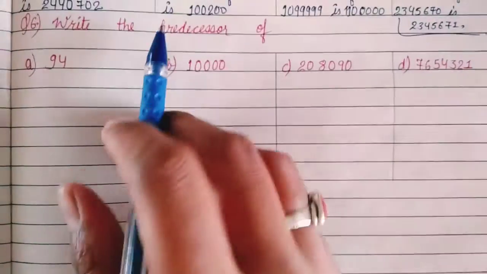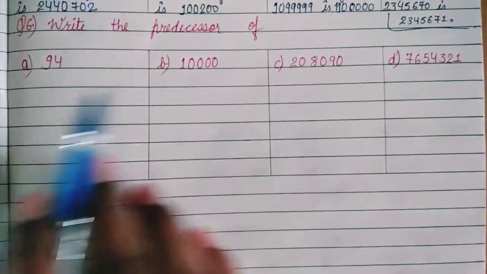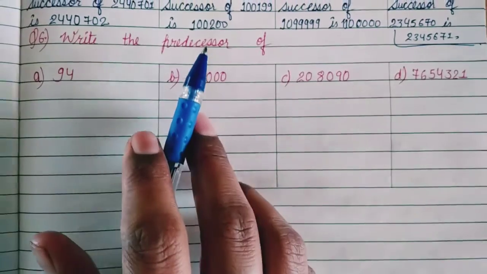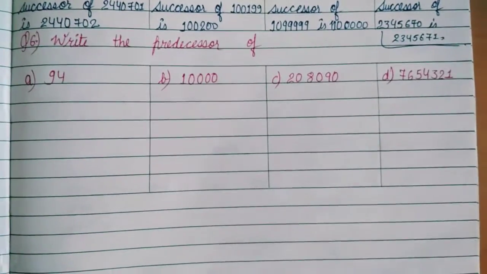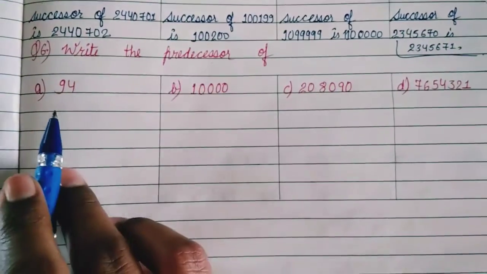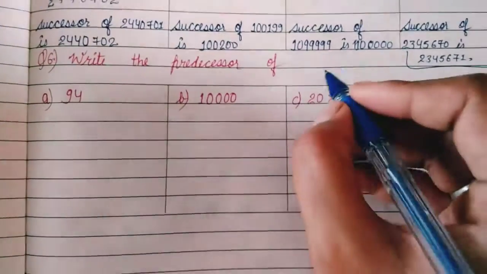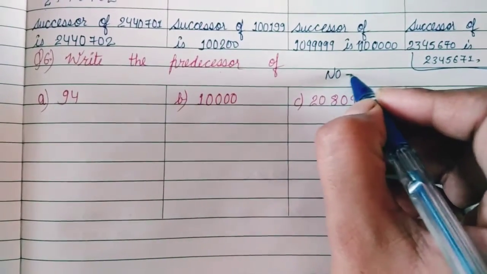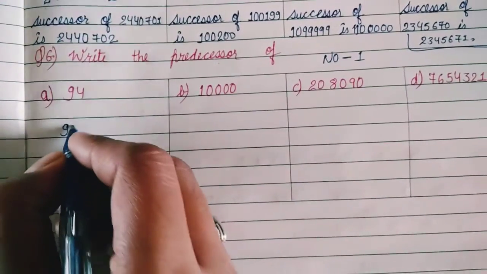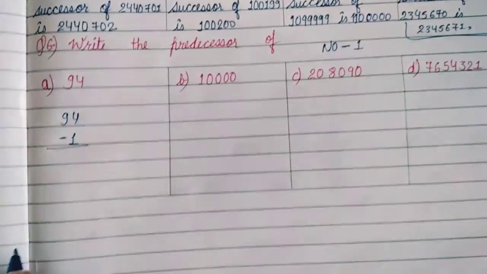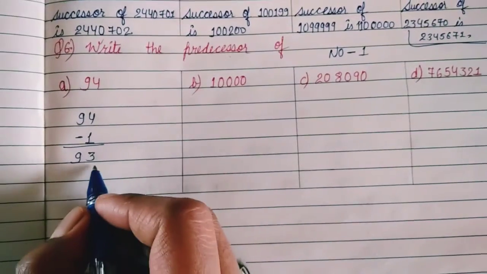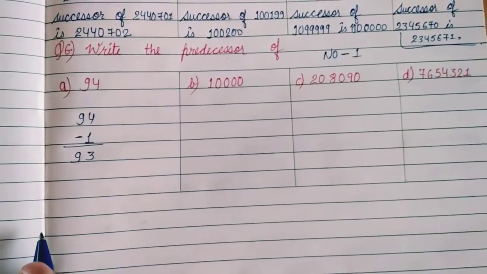Question number 6 is, write the predecessor of these 4 numbers. Predecessor means the number which just comes before the given number. It means for getting the predecessor, we are subtracting 1 from the number. So here we will subtract 1 from 94. 4 minus 1 is 3, 9 as it is. So 93 is the predecessor of 94.